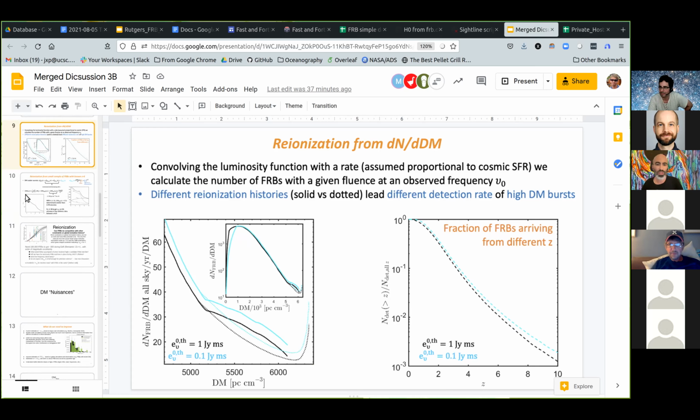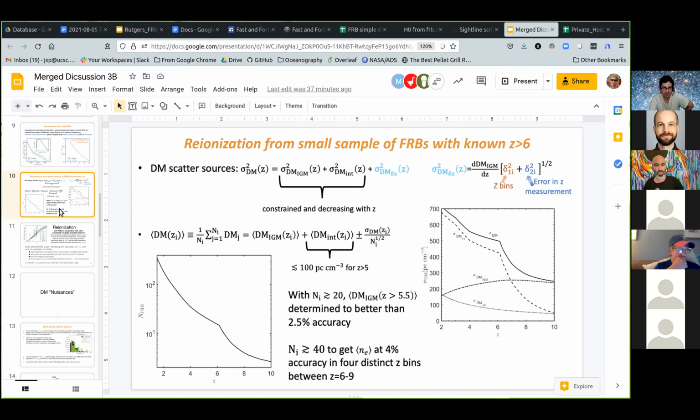Measuring, for example, the number of FRBs in different DM bins, let's say between 5,500 to 6,000 and 5,000 to 5,500, gives us some proxy on the reionization history, and one can show that you can use this to start distinguishing between different histories. But again, this requires many bursts. I wanted to point it out because it's an independent method from the previous one, with its own advantages and disadvantages. If we move to the next slide, there is a third method that I want to quickly point out, which is independent from the other two.